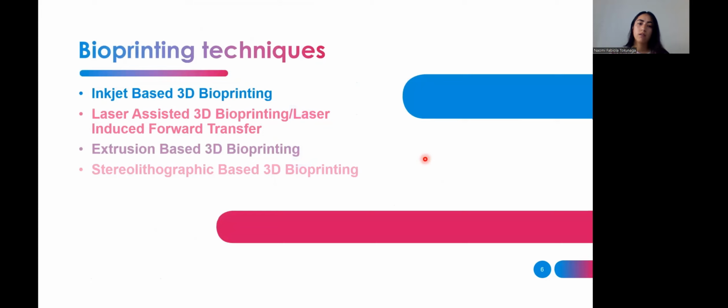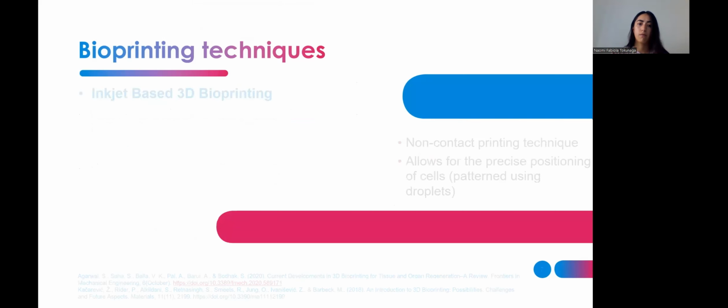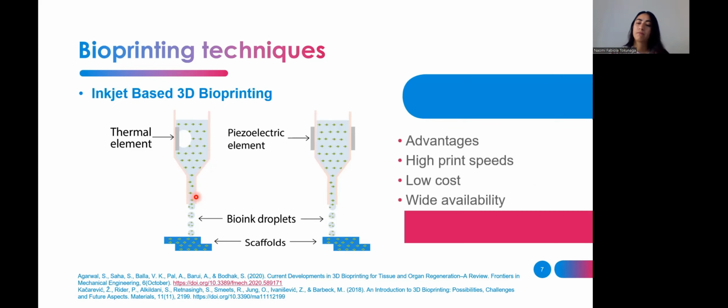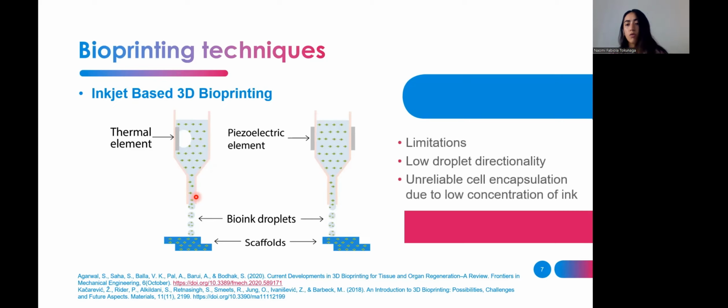We have 4 bioprinting techniques, which I will briefly describe in the next slides. First one is inkjet-based 3D bioprinting. It uses a heated element to nucleate a bubble. The bubble causes a buildup of pressure within the print head, which leads to the expulsion of a droplet. It's a non-contact printing technique. It allows for the precise positioning of cells, which are patterned using the droplets I mentioned. It has high print speeds, low cost, and wide availability, but it has low droplet directionality and unreliable cell encapsulation due to the low concentration of ink.